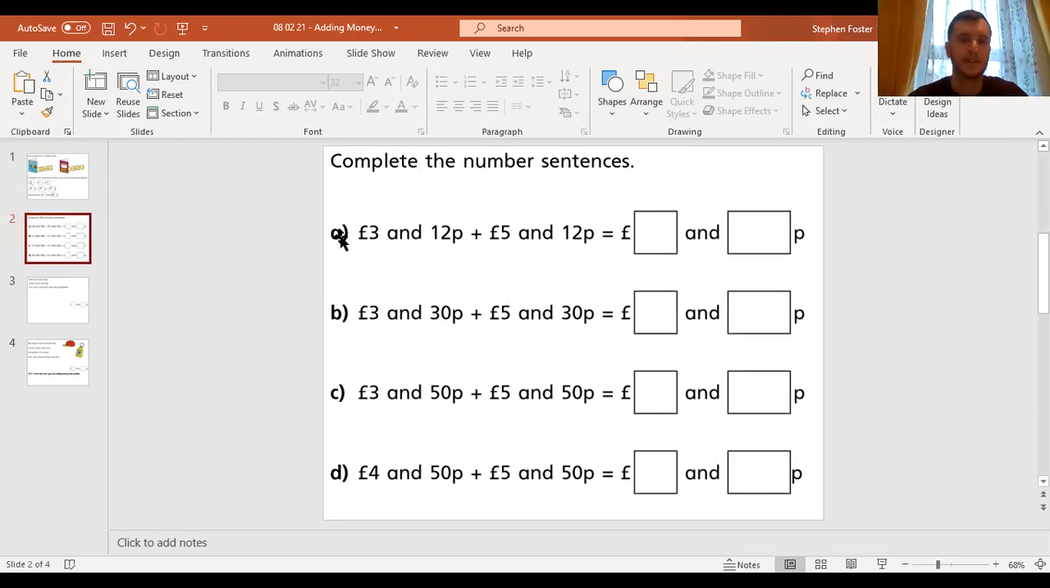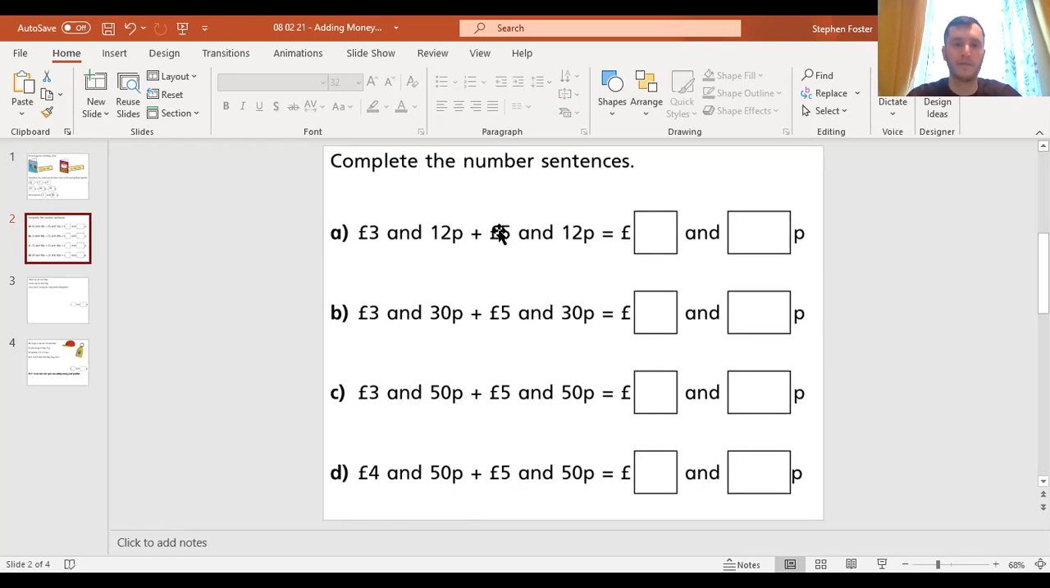Complete these number sentences. £3.12 add £5.12. £3.30 plus £5.30. £3.50 plus £5.50, and £4.50 plus £5.50. As always, pause the video, have a go, come back together in a moment, and we'll go through those answers. So let's look at them together.